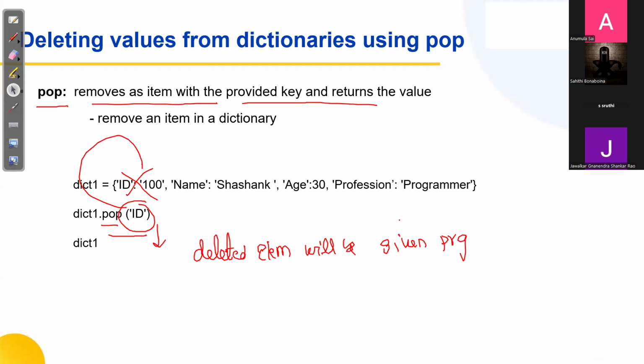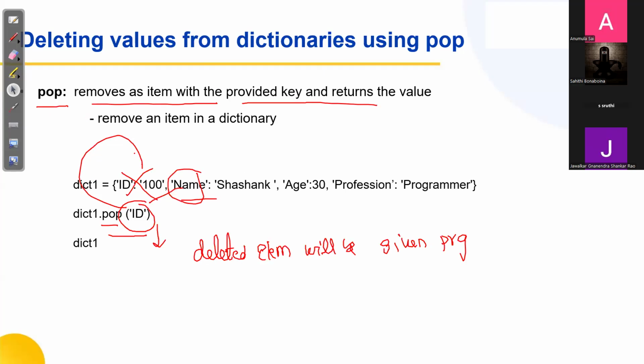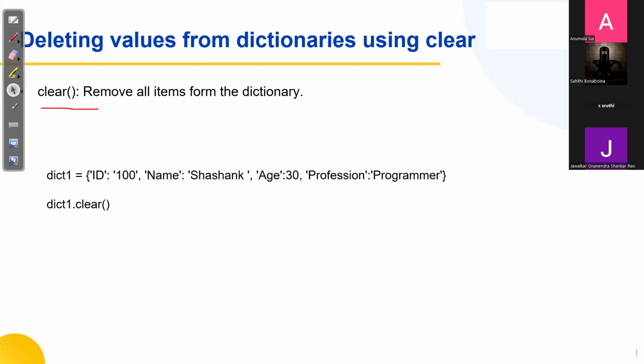Now, I'm explaining once again. If I want to delete any key, what do I have to do? I should pass its key as an argument to the pop function. Is it okay, Nama? Now, another very, very important function is the clear function. What is the difference between these two functions? The clear function removes all the elements from the dictionary.